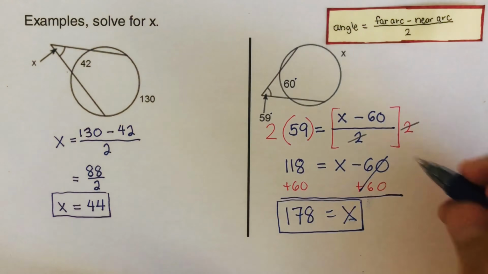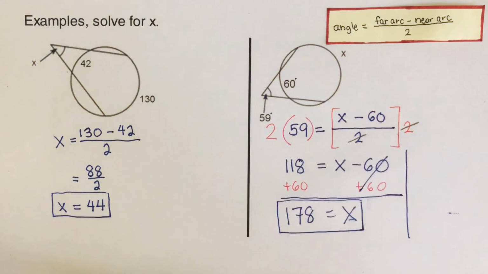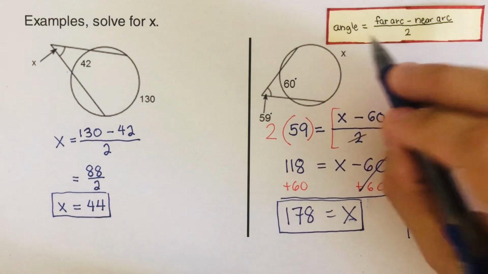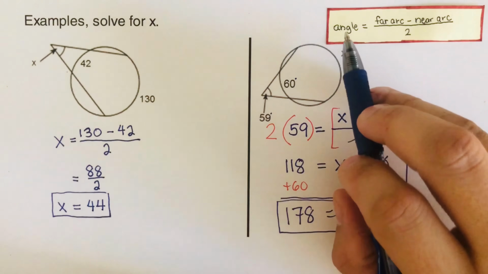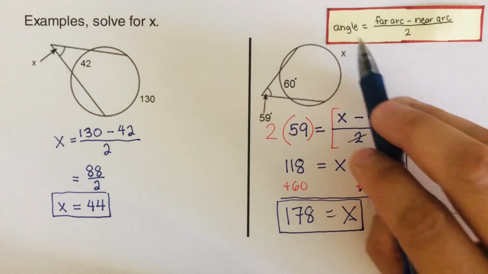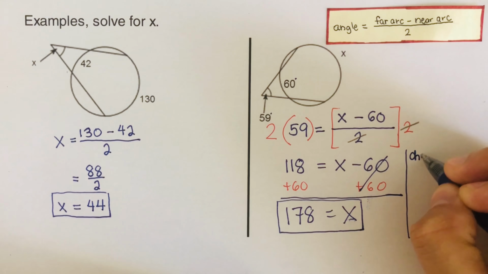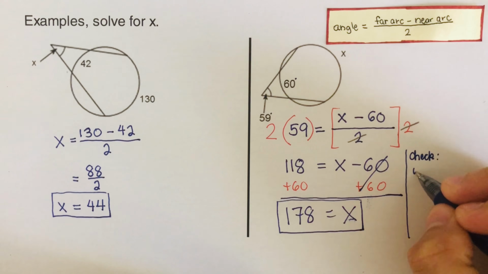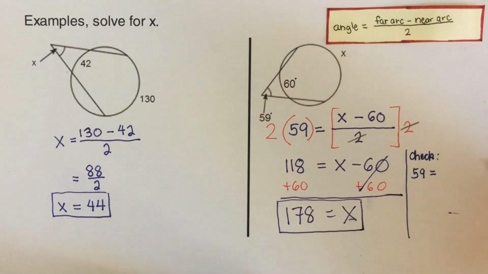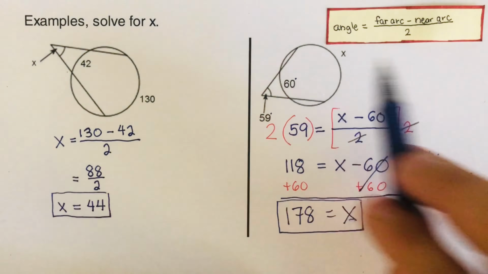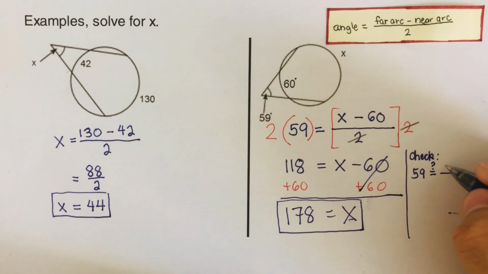Now let's check if these numbers would really work in this equation. We do that by plugging the values back into the equation. We start with the angle. Our angle that we have here is 59. Again, we're checking it, so that is 59. Is that equal? So we still have a question mark. The far arc that we have is 178. So that would be 178 minus the near arc, which is 60.